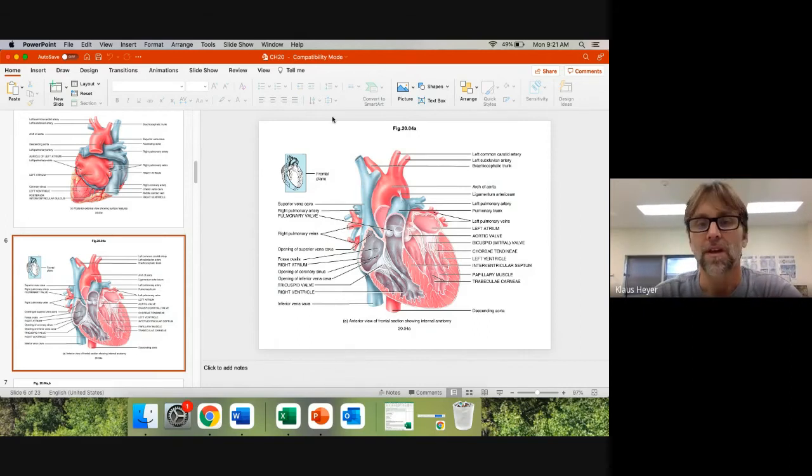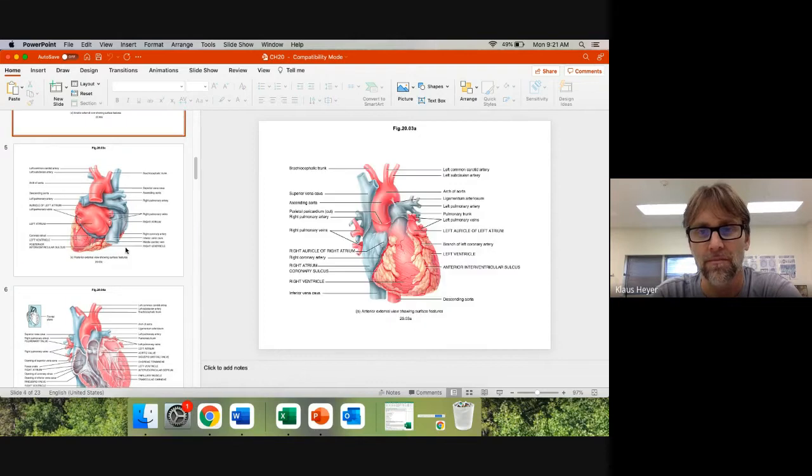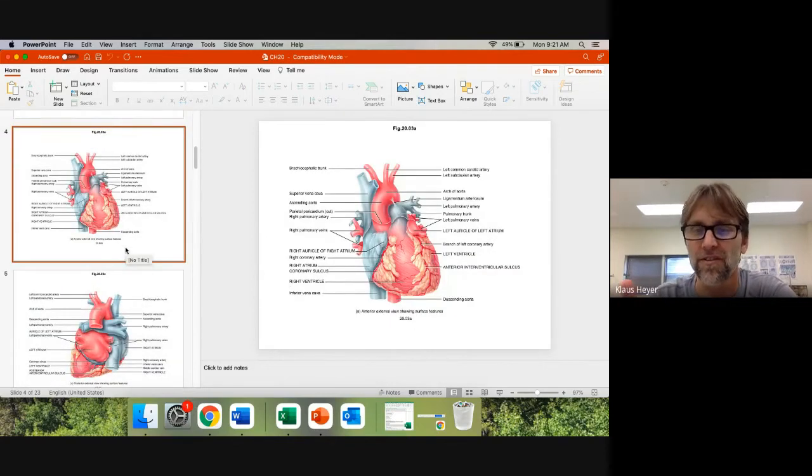So here's a look at the heart. Well, that's the back. Here's the front side of the heart. All right, so here's the heart, the actual heart.